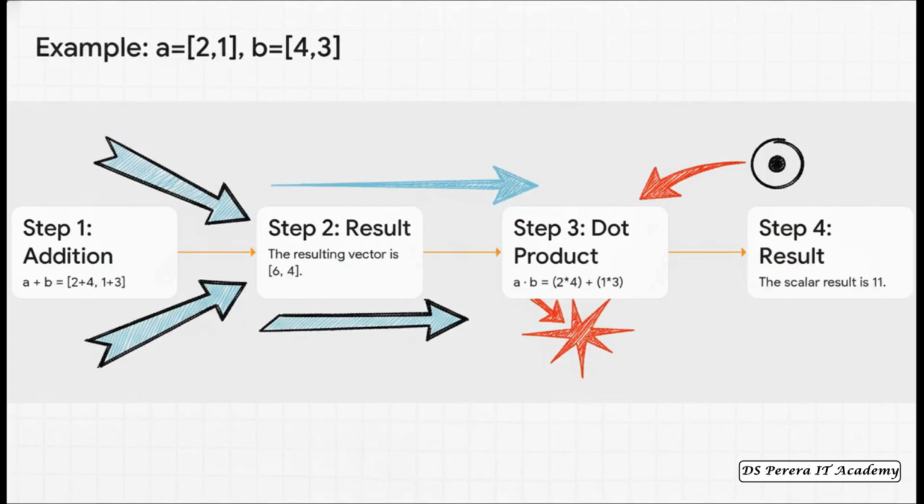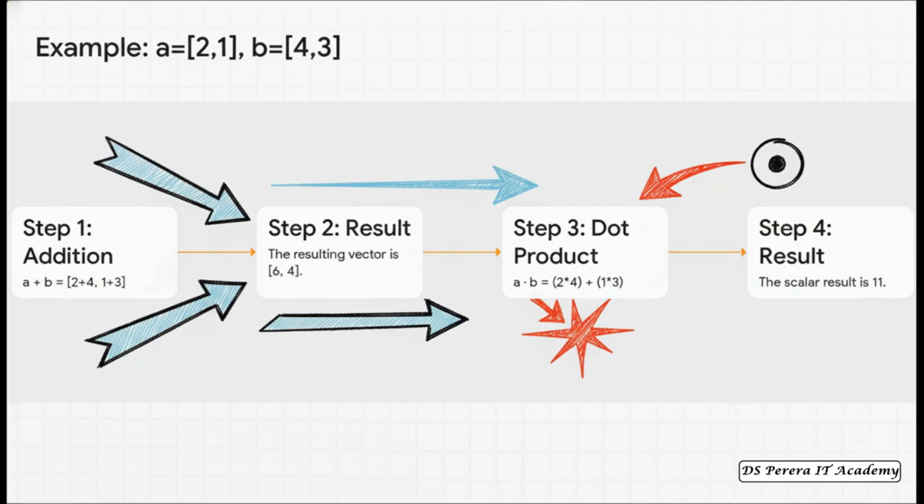Let's make this real with an example. Say we have two vectors, A and B. To add them, we just add the first components, so 2 plus 4, and then the second components, 1 plus 3. That gives us our new vector, 6, 4. Simple enough, right? Now for the dot product, we multiply the corresponding components, so 2 times 4 and 1 times 3. And then we add those results together.